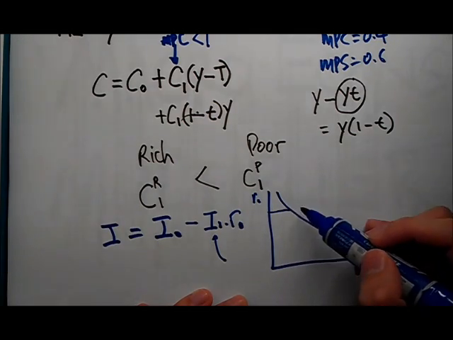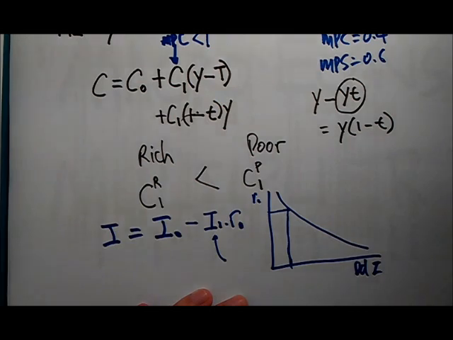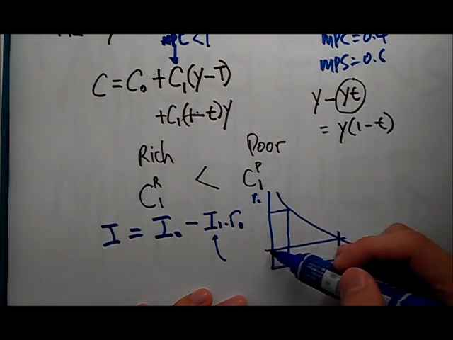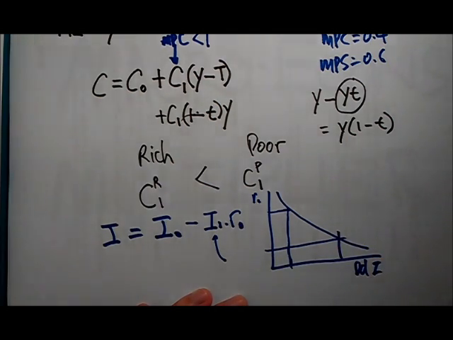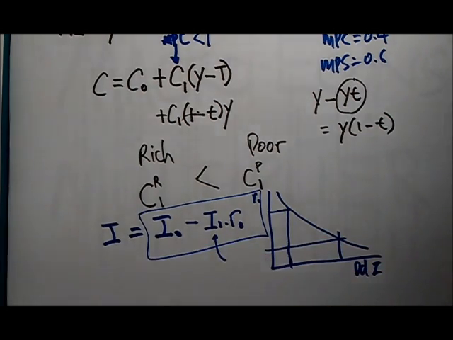When there's a high interest rate, people won't want to invest so much because the opportunity cost of putting their money into investment is pretty high. They would rather put it in the bank to earn interest. And when it's low, it goes the other way around. I can earn more money by putting my money into the stock market or whatever investment. So this is your investment.